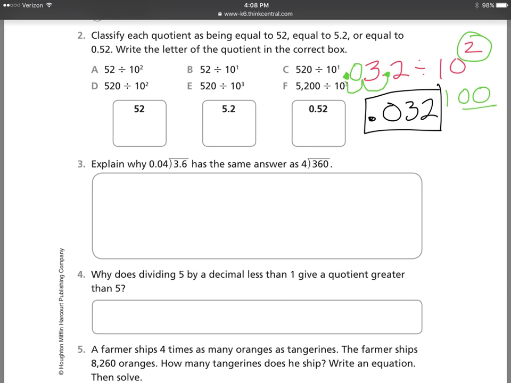So for each one of these problems, you're just simply going to be moving the decimal to the left. And since none of these actual problems have decimals in them, they're all whole numbers, 52, 520, or 5200, none of those have decimals.